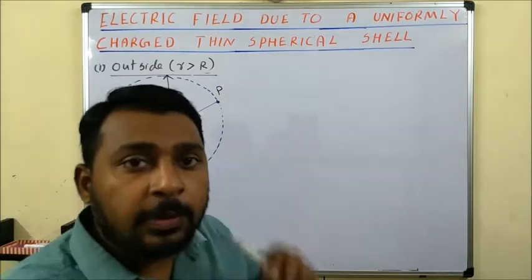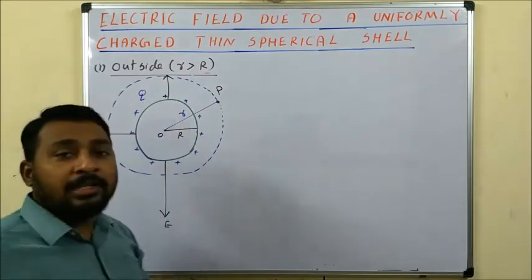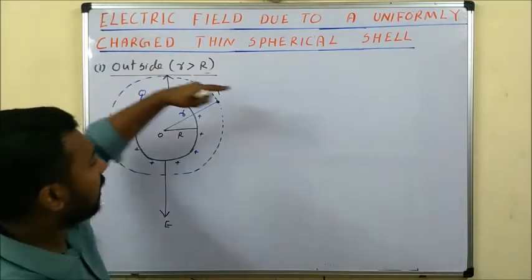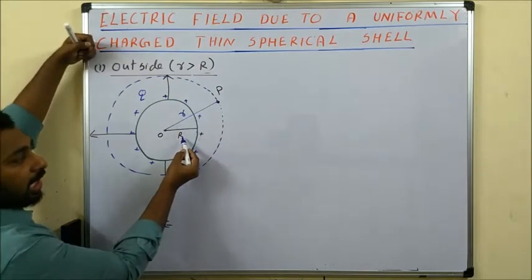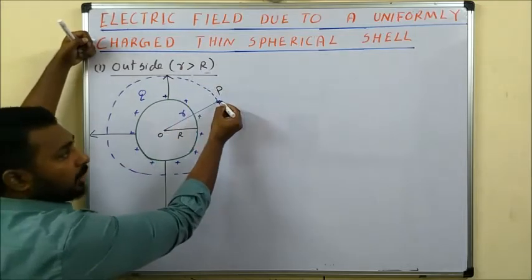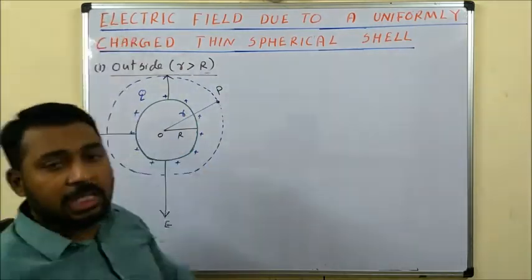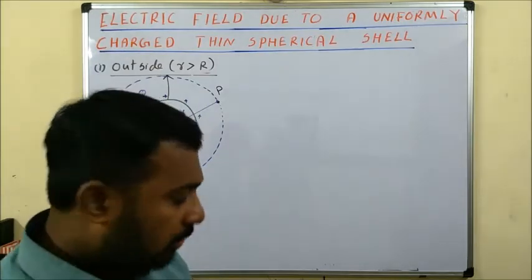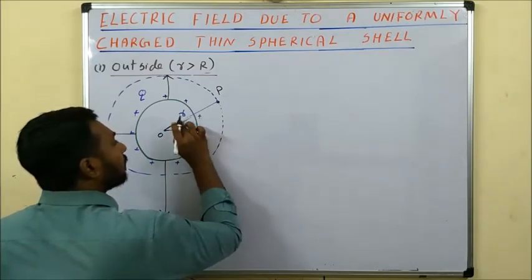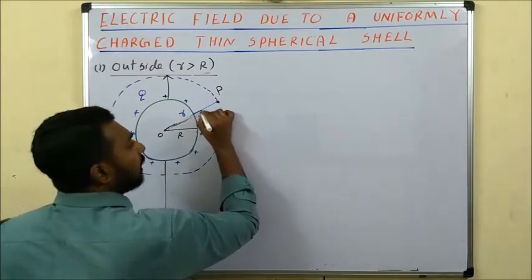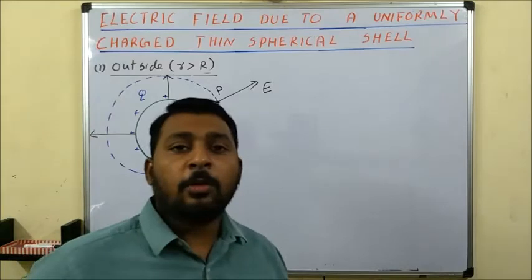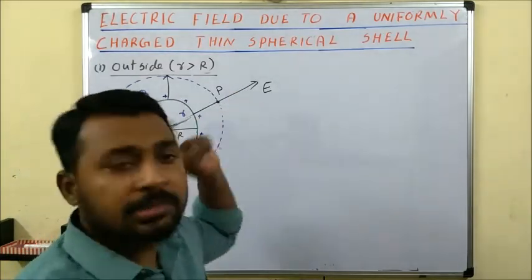The radius of the Gaussian surface is small r, and the radius of the shell is capital R. It is clear that point P is outside the shell, that's why small r is greater than capital R. Anywhere you see small r greater than capital R, it means the point P is outside the shell. The direction of the electric field is starting from the shell, so it will be like this. Now you are going to find the value of this E.